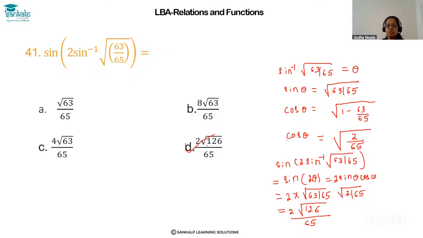Major thing is here, you need to remember the sin 2 theta formula. Sin 2 theta is equal to 2 sin theta into cos theta. Got it right? Thank you.